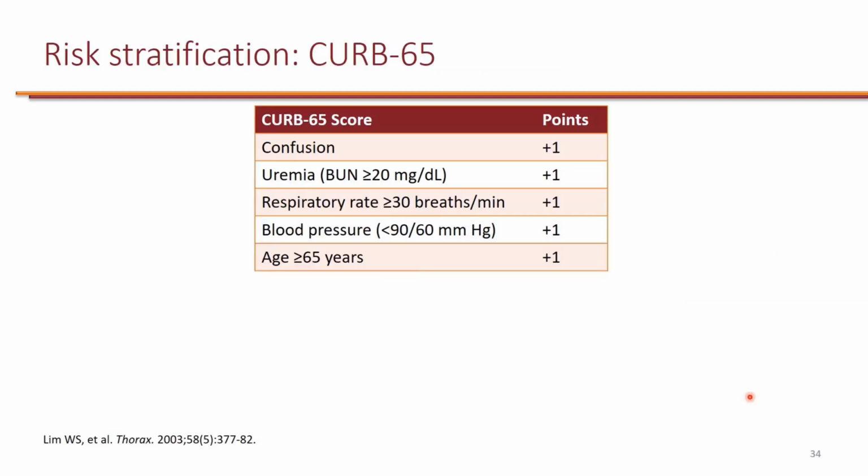So here's what CURB 65 is. The C stands for confusion. So if the patient has altered mental status, they get 1 point. The U is for uremia or BUN of 20 or higher, which will give you 1 point. The R is for respiratory rate of 30 or higher, which will give you 1 point. The B is for blood pressure of 90/60 or less. And of course, the 65 is for age 65 or higher.